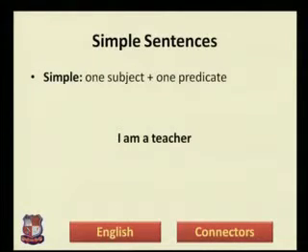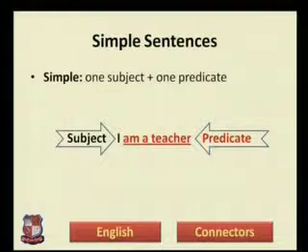As you can see, the simple present tense of to be. This is a sentence: I am a teacher. It is a simple present tense of to be. In this sentence, I is a subject and the rest of the sentence, that is am a teacher, is a predicate. So in this sentence, there is one subject and one predicate. As the definition of simple sentence tells us, a sentence wherein there is one subject and one predicate is a simple sentence.